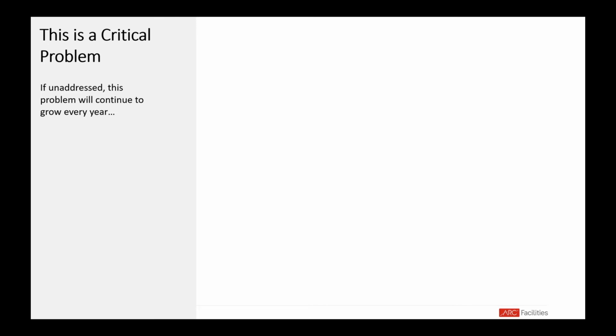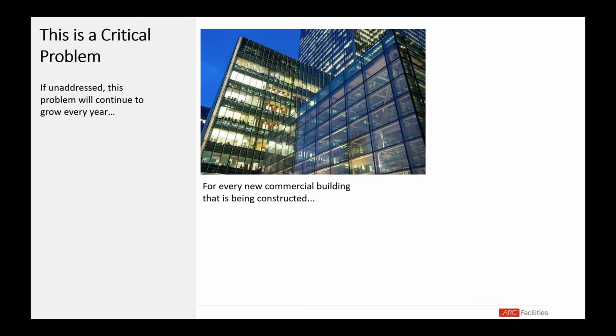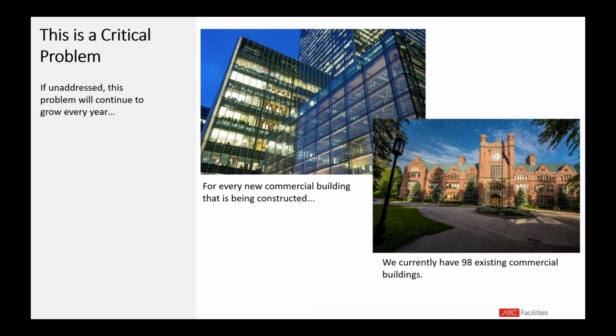So this is a critical problem because we know that if it is unaddressed, it is going to continue to grow every year. It's not a problem which is going to go away, but instead it's going to continue to grow. And here's the reason, as we discussed: for every new commercial building that is being constructed, there are 98 existing commercial buildings in the United States. That's what the statistics show. So this problem is not going to go away. In fact, it's going to only get aggravated even more.